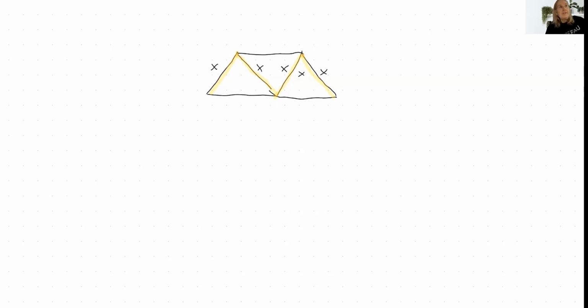Now we have 2 things. One's called the law of sines. And the law of sines says that the sine of A over A is equal to the sine of B over B, which is equal to the sine of C over C.